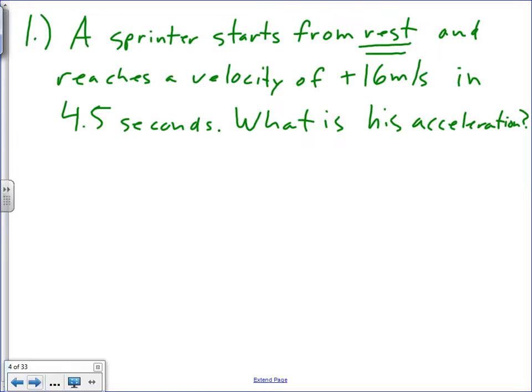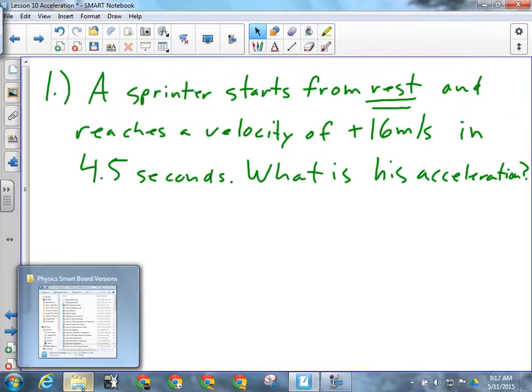So I want you to write this one down. I'll give you a couple minutes to write it down. A sprinter starts from rest and reaches a velocity of 16 meters per second in 4.5 seconds. What is his acceleration? So write that question down. I'll give you a couple minutes, and then we'll go over it.